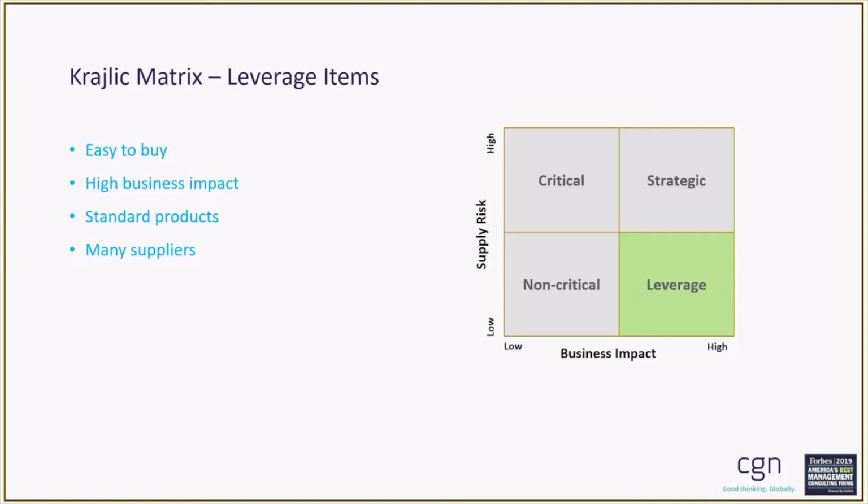The recommendation for a business with leverage items using the Krajlic Matrix is to continuously strive for a lowest price on leverage items. Purchasing should work with the suppliers to submit tenders for better price negotiation outcomes. The focus on price is a win-win for the supplier and the business. The supplier can achieve economies of scale and the business can avoid higher costs.